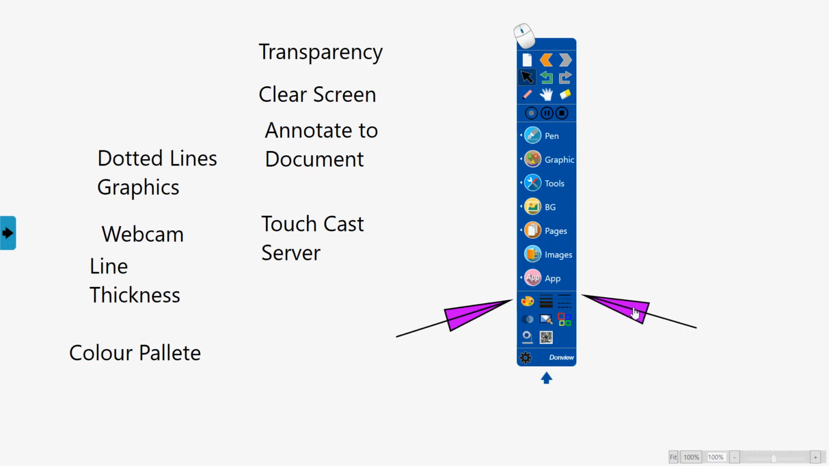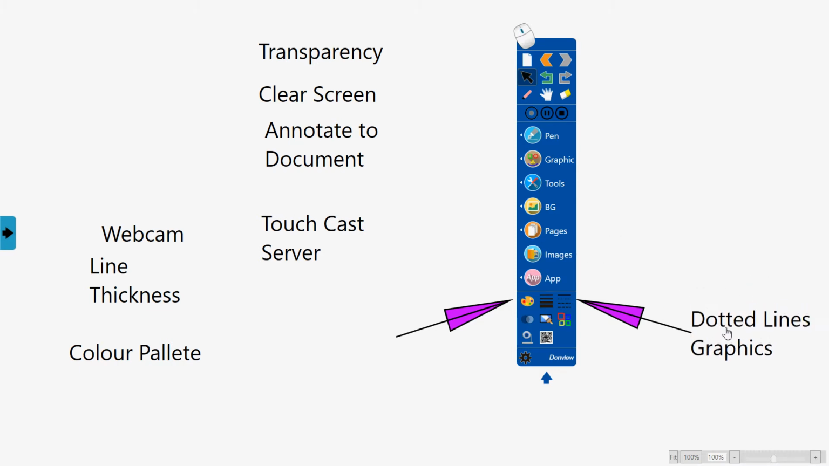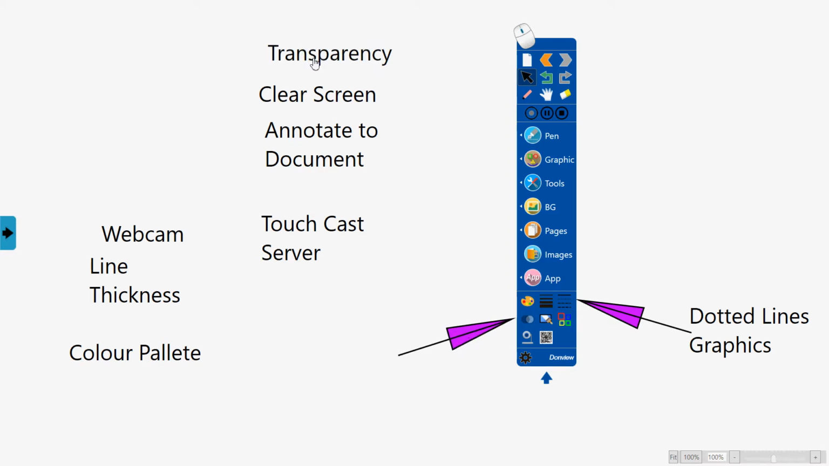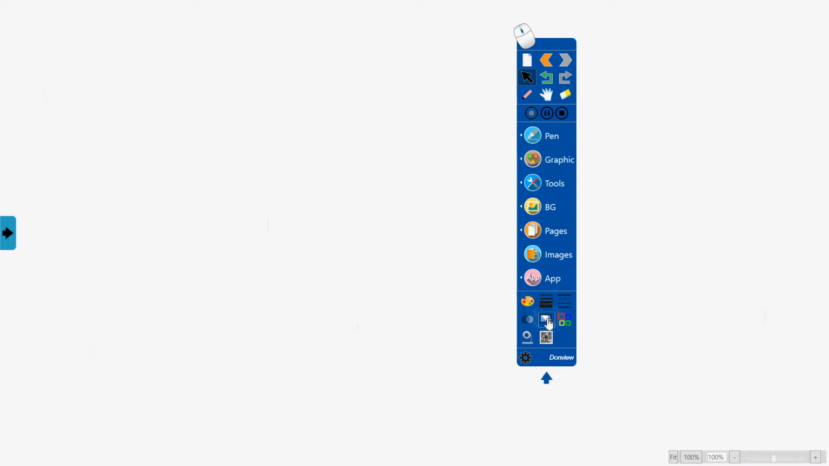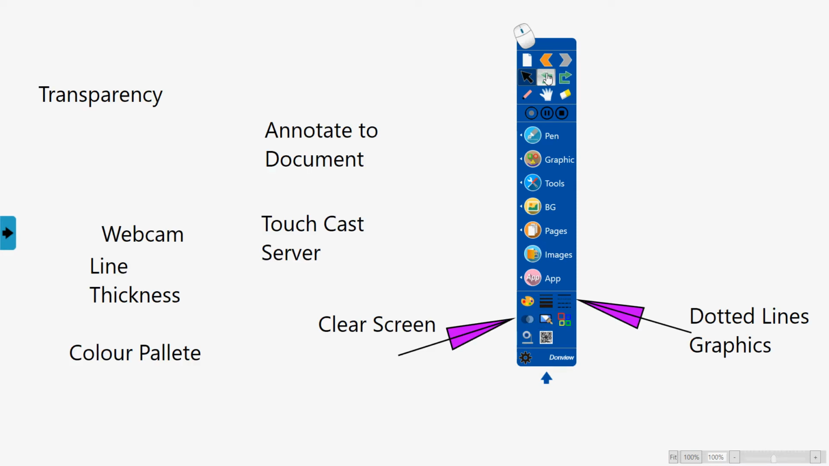The dotted line icon on the other side is for drawing graphics or dotted lines in graphics, which we'll cover in section 2. Moving down the toolbar, we have a transparency icon, and that again will be covered in more detail. The paintbrush icon in the center down the bottom is to clear the screen, so that will clear everything on the screen, just like that. But I didn't want to do that, so we'll press the undo button and bring everything back.